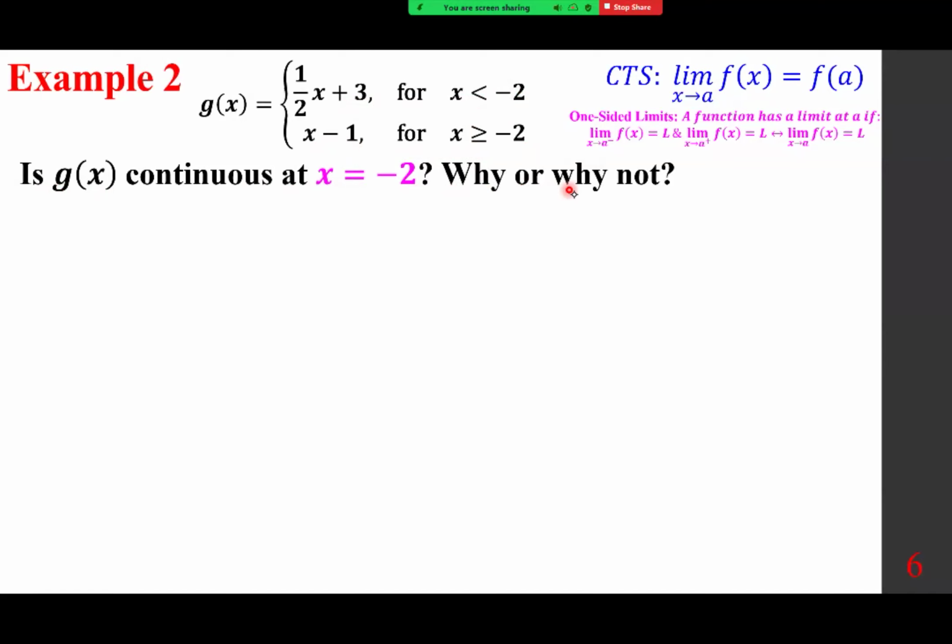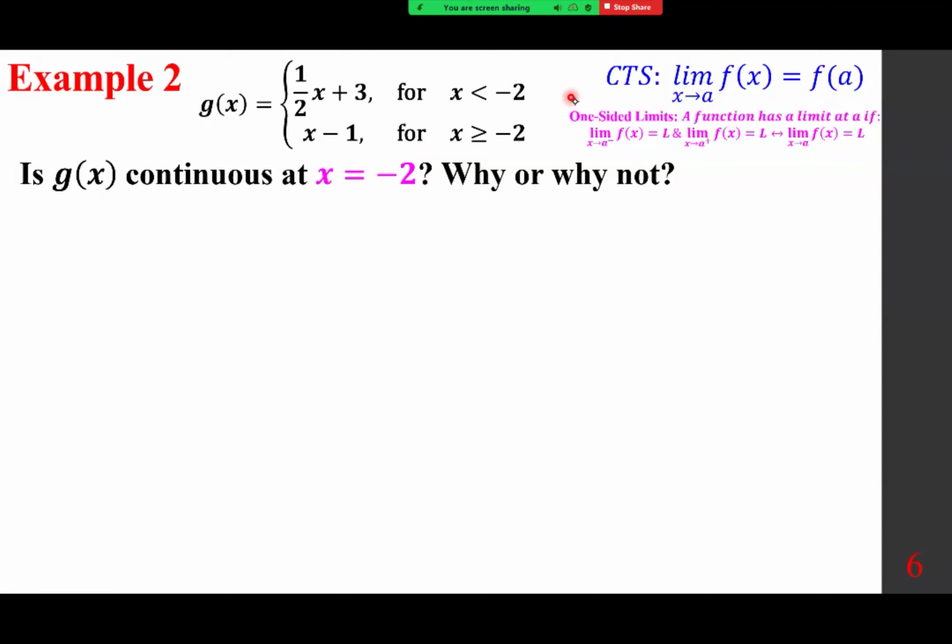First of all, I want you to know why we are interested at the endpoint -2, because I hope you recognize this one is a linear function, a line. Y equals half of x plus 3. This is a linear function, y equals x minus 1. And all polynomial functions are continuous from negative to positive infinity. But because it's a piecewise defined function, it has two pieces, we are interested at the endpoints.